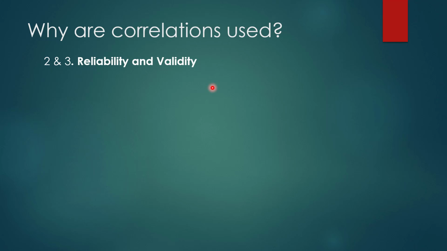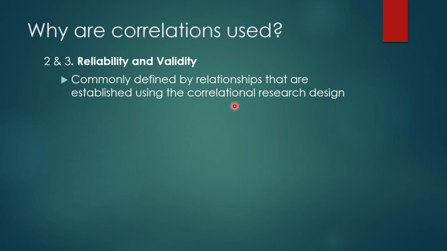So the second and third purpose of a correlational research strategy is reliability and validity. And we talked about this a lot earlier this semester. Remember, we talked about using it for construct validity, where you take an established construct and you correlate the outcomes with the new measurement that you've created. Or for inter-rater reliability, where you have two people rating or observing the same thing, and you look to see if their scores are correlated. Or split half reliability, where you take a new measurement and you look at the scores of the first half of the test and the scores of the second half of the test. So reliability and validity are commonly defined by the relationships that are established using the correlational research design.